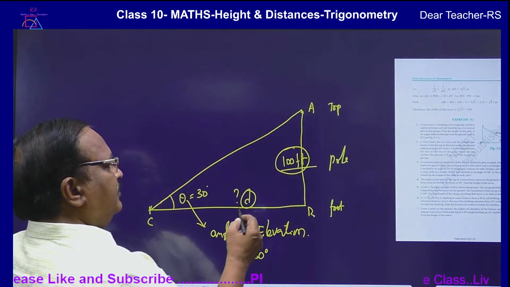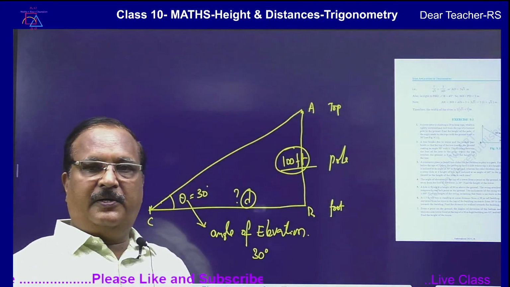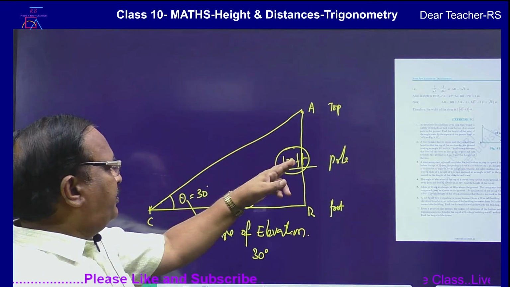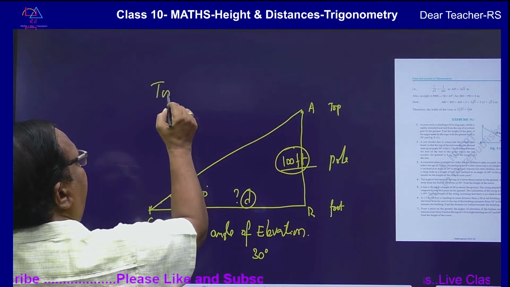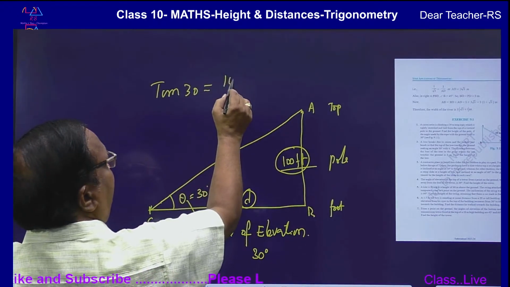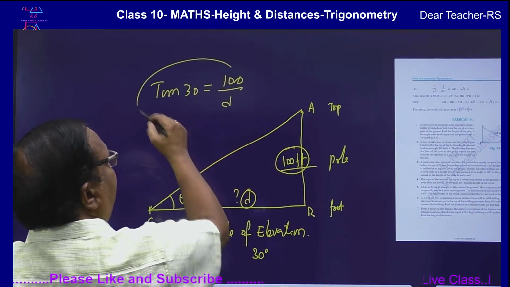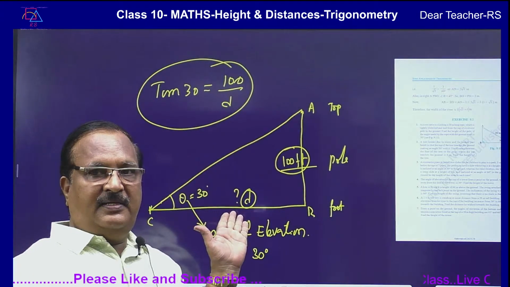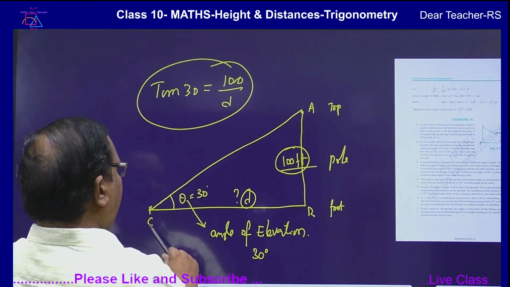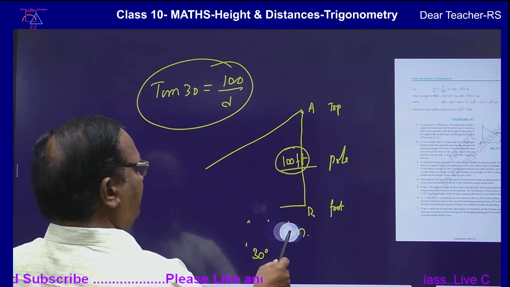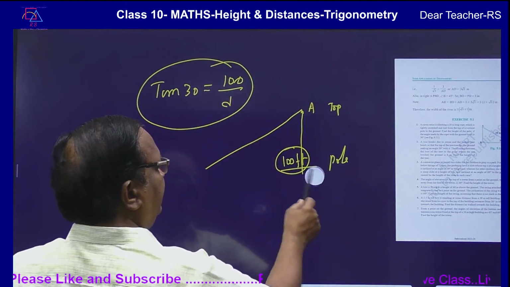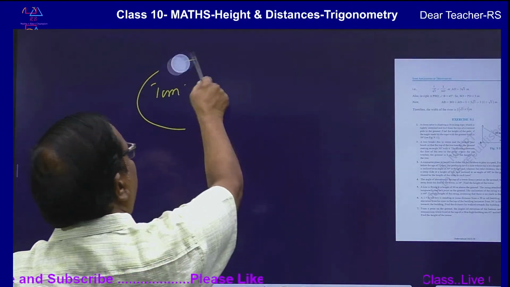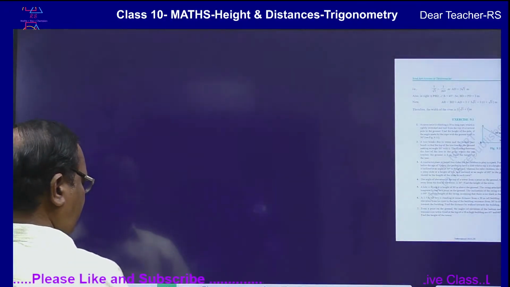Okay, so these two are related. Now opposite and adjacent side relation is tan. Tan 30 is equal to 100 feet by d. In this way you can find out the distance. Okay, this is one example, that means the person is observing the top from the down. So this is just an introduction. I am going to do the problems also.